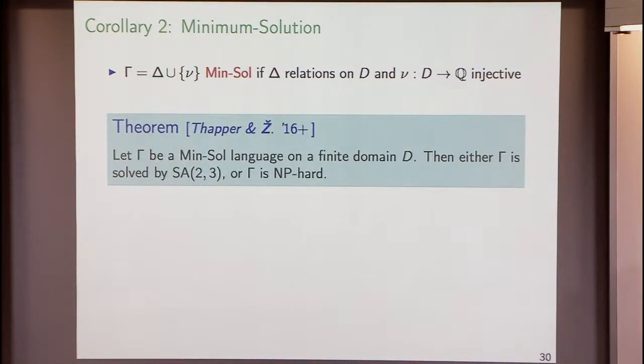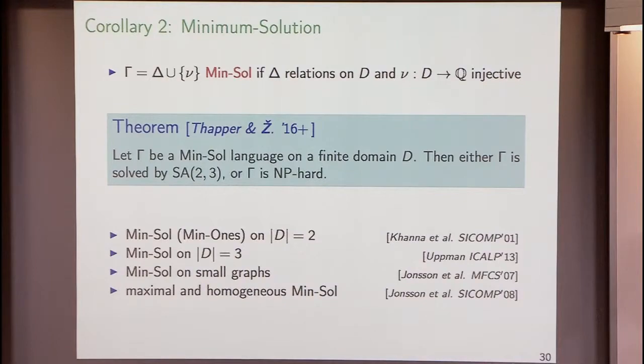And again, as a corollary of the dichotomy from two or three slides ago, if you have a min-sol language, a set of relations plus an injective unary on any finite domain D, either the VCSPs built from this language are solvable by SA23, or this language is NP-hard. And again, NP-hard means it can express something that cannot be solved by SA23. So even if P was equal to NP, it would not be solved by this particular algorithm.